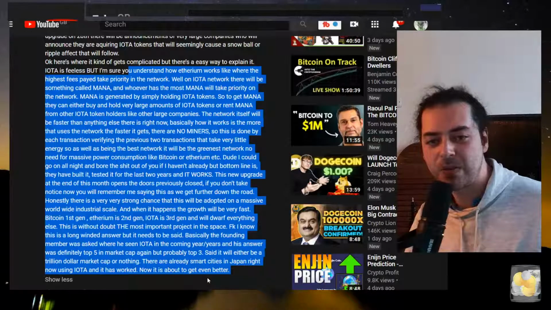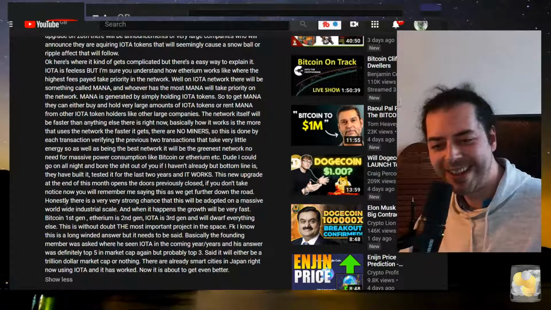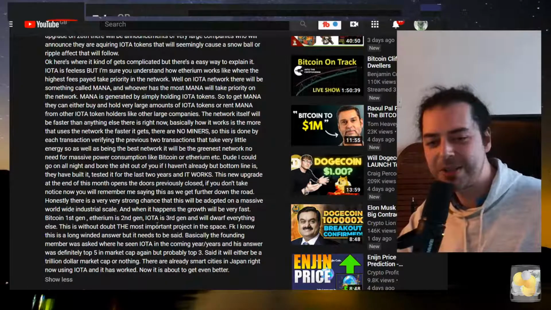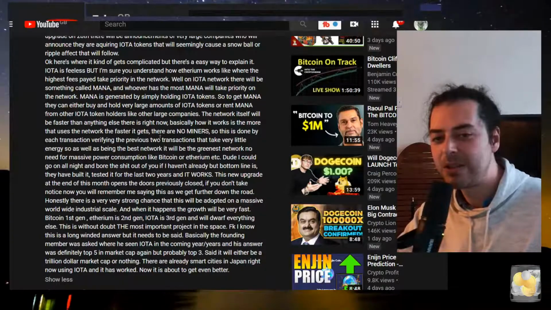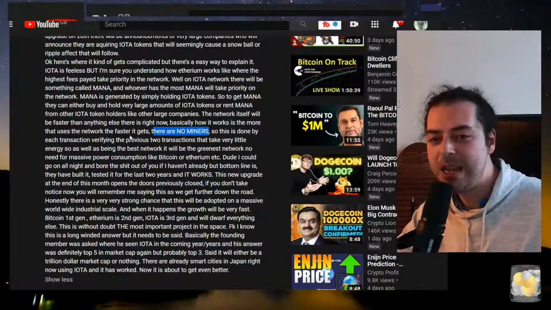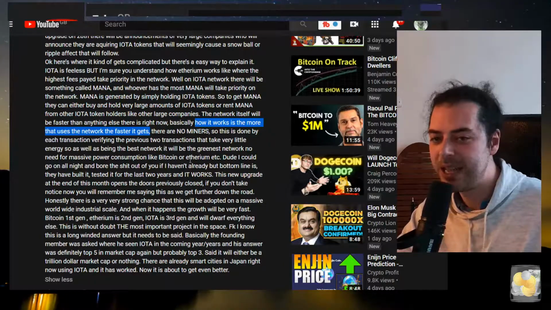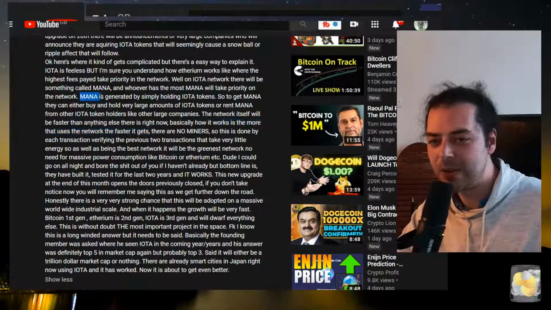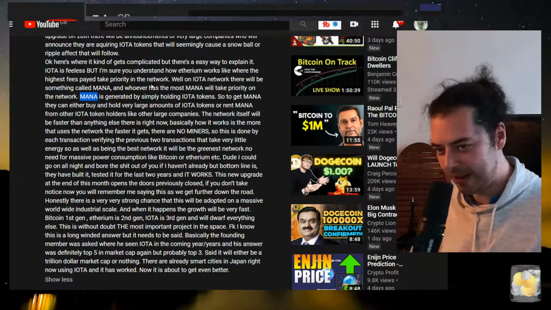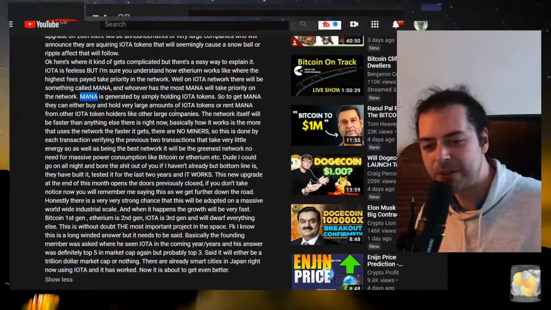Basically, how it works is for the more, and it goes on, right? It goes on. Okay. Honestly, there'll be a very, very strong chance it'll be adopted by massive worldwide industrial companies. So there are key points in here, for instance, saying that there are no miners, and also how it works. The more it uses the network, the faster it gets, and interesting things like that along the way. Now, of course, there's this whole concept of mana, and that could have some TA on there as well, I suppose, and all that sort of stuff.